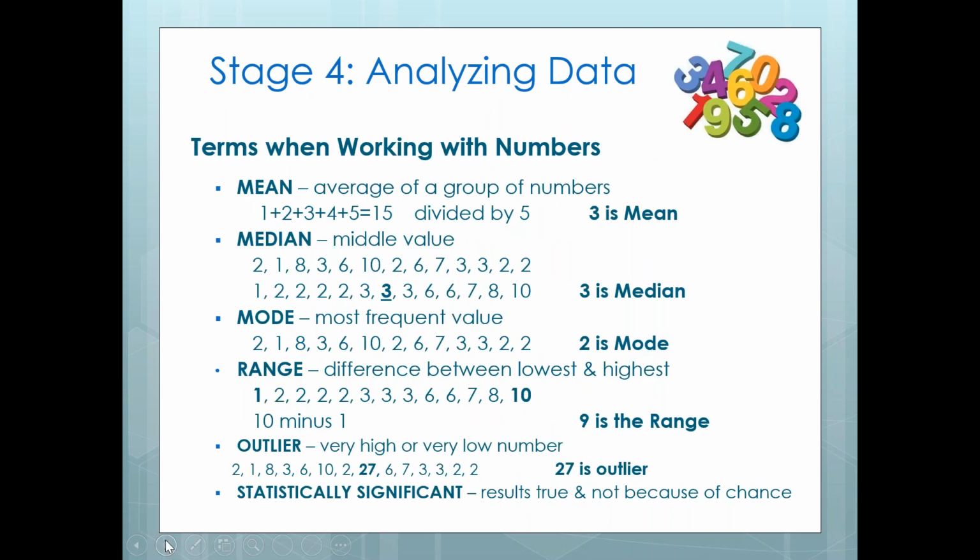So this is a scary slide, sorry about that. But when you're working with numbers in a decision-making group, there's probably going to be unfamiliar terms that may come up when you're analyzing data as a group. So it's important to have a way of understanding some of the terms that you see on the slide. So mean, median, mode, range, outlier, statistically significant.